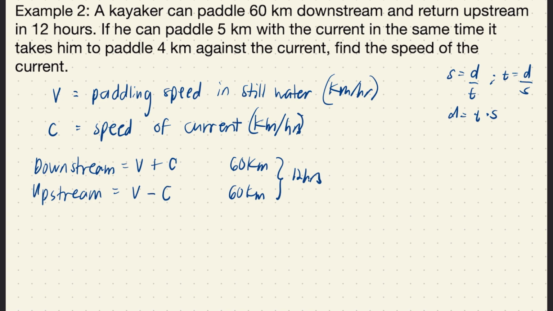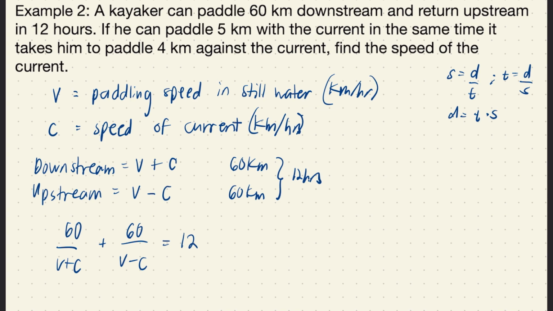So we can get the speed and then the distance and then the speed to get the time. So we will use this. T is equal to D over S, distance over speed. So it will be 60 downstream and then it goes to the speed of V plus C and then plus the time to take going up, 60 upstream, V minus C is equal to 12 hours. So this is our first equation.